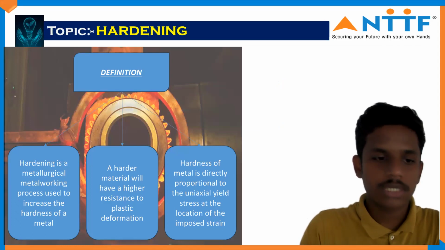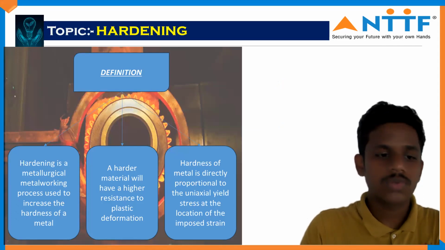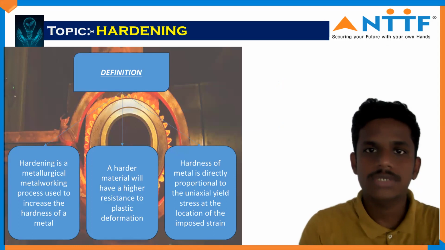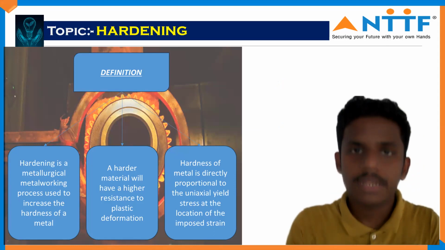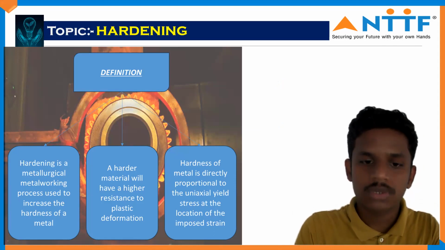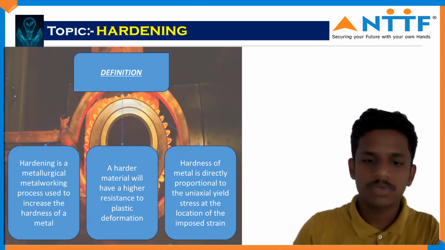Hardening is a metallurgical metalworking process used to increase the hardness of a metal. Metallurgical is a branch of science which is concerned with all the properties of metals. A harder material will have a higher resistance to plastic deformation. Hardness of metal is directly proportional to the uniaxial yield stress at the location of the imposed strain.